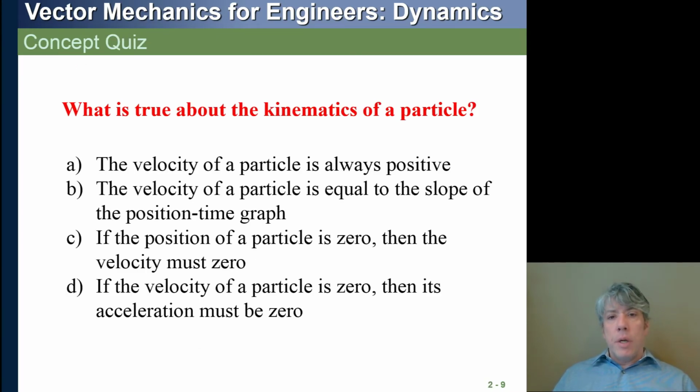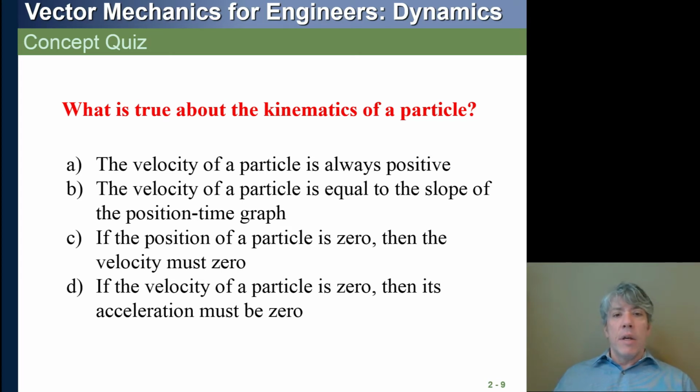What is true about the kinematics of a particle? The velocity of a particle is always positive. Well, that kind of is the same thing as saying I'm going to define a coordinate for my car that is straightforward, and my car can only go forward. In other words, it can only increase its position along that coordinate axis. Well, I hope not. There's a reverse gear in my car. I hope I can go in reverse.